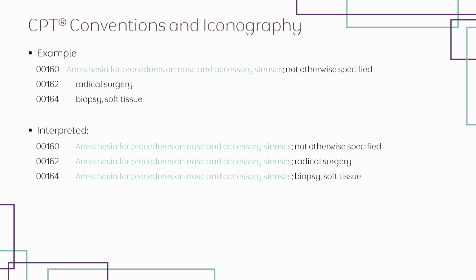The same rule applies for 00164, where you again start with the parent description and then add the indented wording that follows. This structure allows CPT to avoid repeating long, similar phrases and keeps the codebook more concise while still providing the full description needed for each of the specific procedures. This indentation and semicolon convention is used consistently throughout the entire CPT codebook.